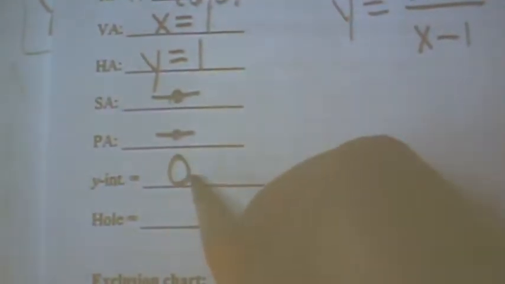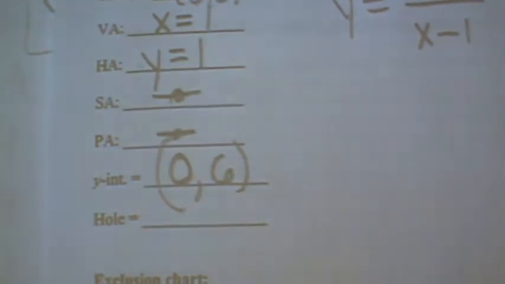Okay, y-intercept. Here's our new problem. X minus 6 over x minus 1. To find the y-intercept, you're going to plug 0 in here, and you're going to get 6. So 0, 6. Where is 0, 6? Here's 0, 1, 2, 3, 4, 5, 6.